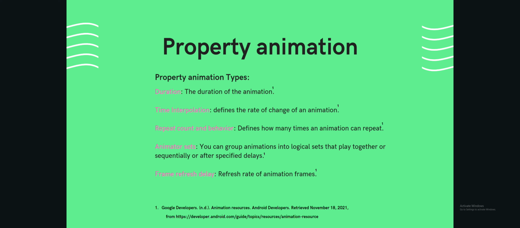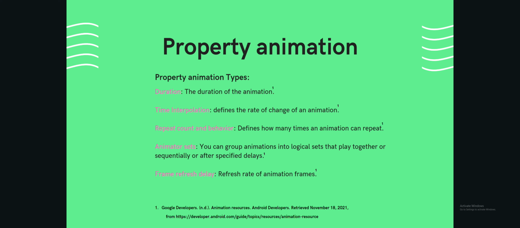The property animation system allows you to modify certain types of animation characteristics. These property animation types include duration of the animation, like how long an animation will run for, time interpolation, which is basically known as the rate of change of animation, and what we can think of as the acceleration and the deceleration of the compiled animation frames.